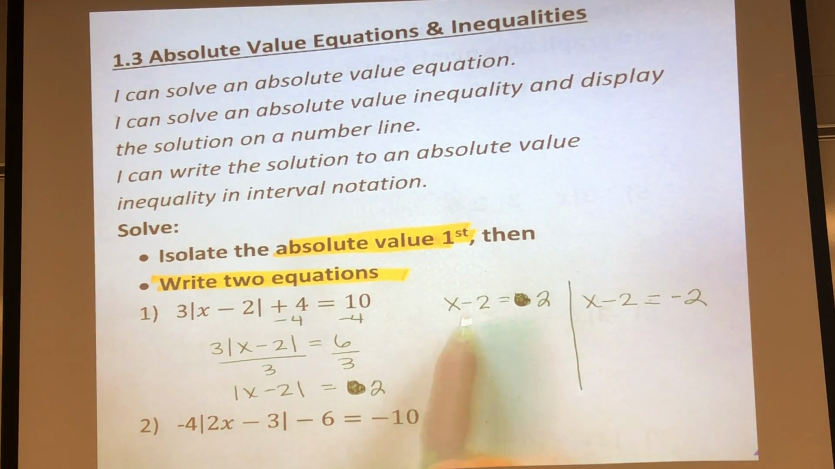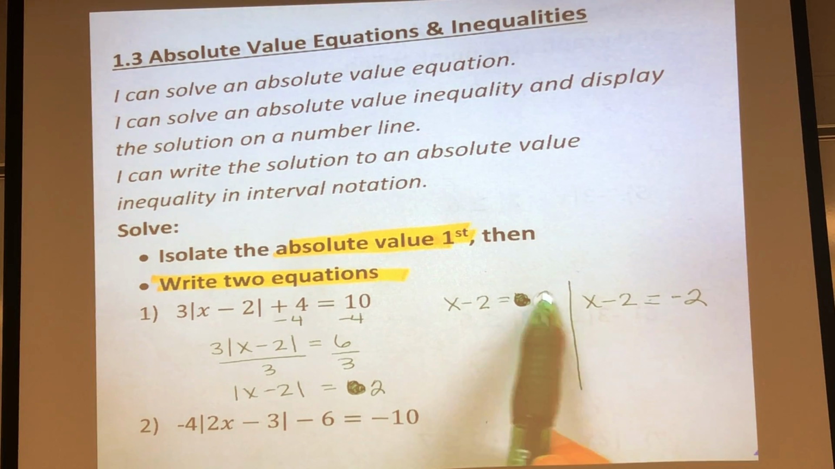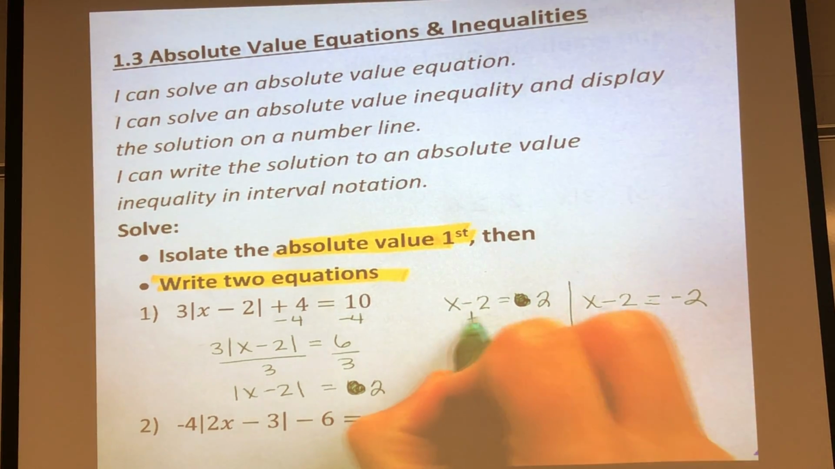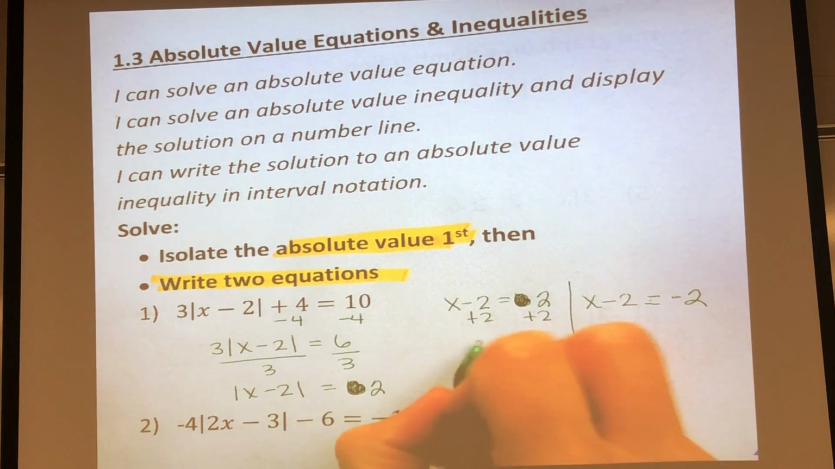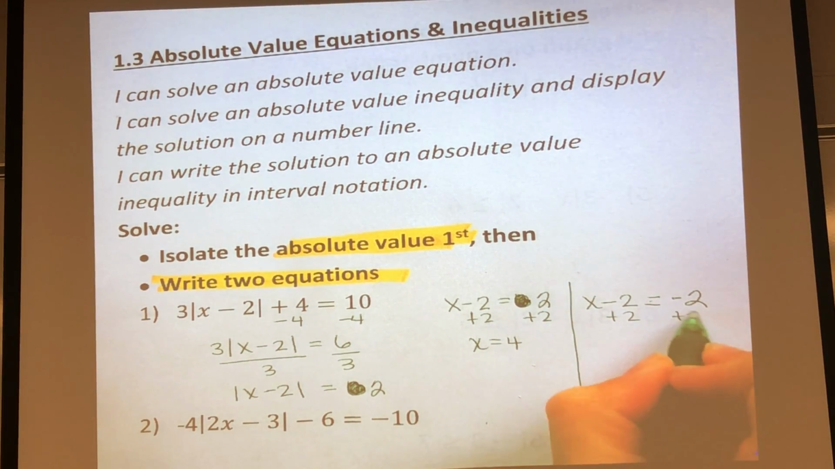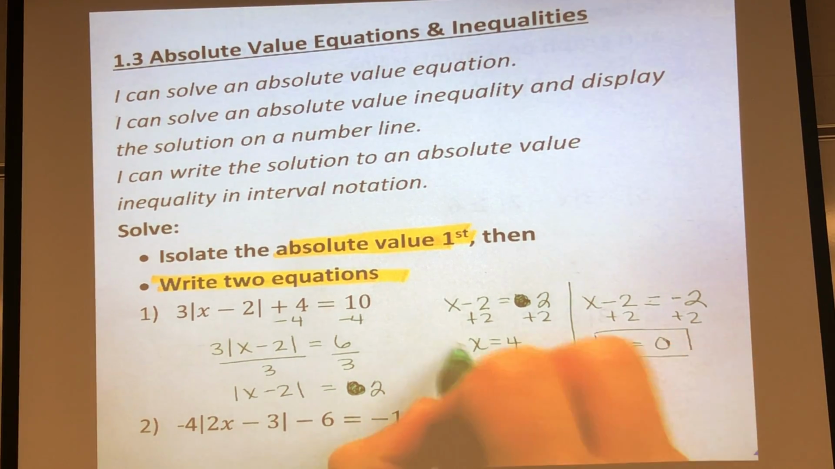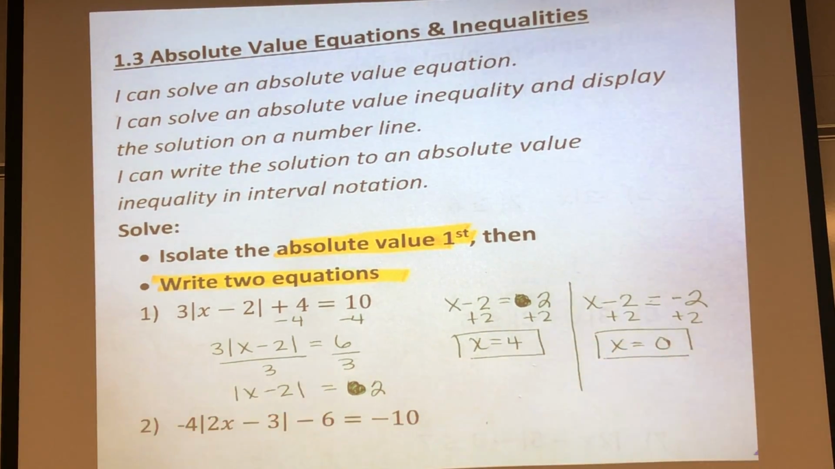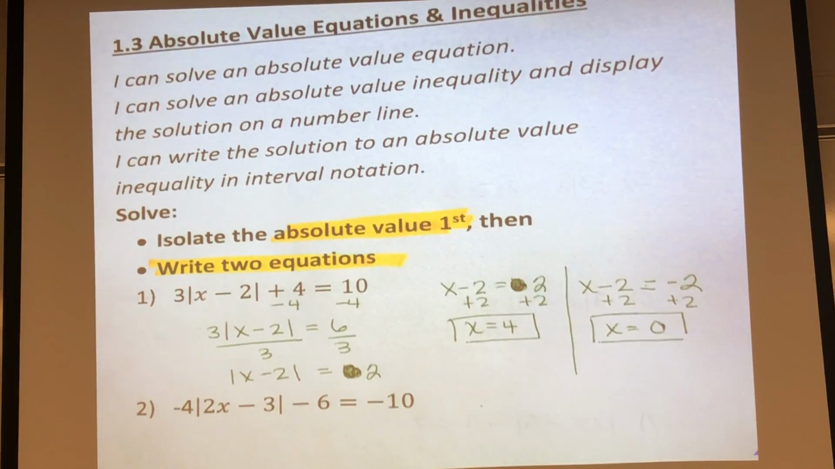So the argument stays the same each time, it's just what it equals. One is positive, one is negative. And then you solve. So we're going to add 2. So we have x equals 4, and we're going to add 2. So we have x equals 0. So we have two answers, x equals 0 and x equals 4 will both make that statement true.